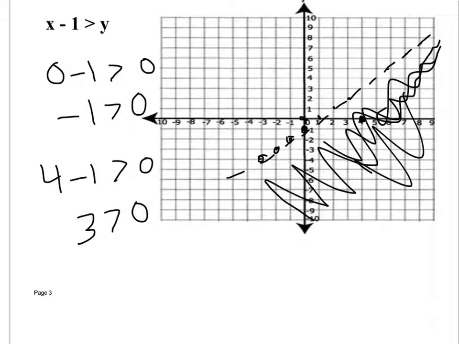Let's go with 4, 1. Is 4, 1 on the right side? Yep. 4 minus 1, is that greater than 1? Is 3 greater than 1? Yeah. So it doesn't matter which point you pick, just know which side of the line it's on. If it's true, you shade that side. If it's false, you shade the other side. Alright? Any questions?